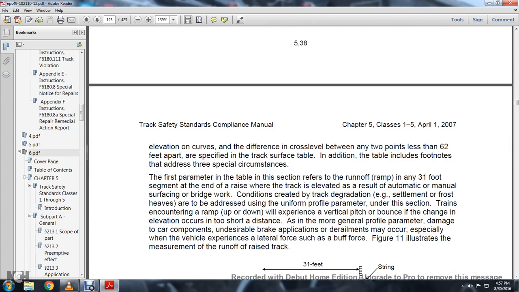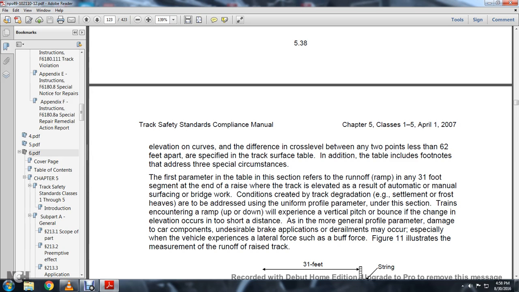Elevation of curves and the difference of the cross level between two points less than 62 feet apart are specified in the track surface table. In addition, the table includes footnotes that address three special circumstances. The first parameter of the table is the section referred to as runoff, any 31-foot segment at the end of the raised track, evaluated with the result of conditions created with track degradation, settlement, and frost heave, and addressed under the uniform profile parameter.